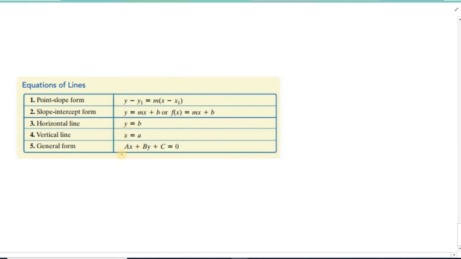So here we have all the different forms. Please make sure to pause this video and write everything down, so that way you know which form to use on your tests and quizzes.